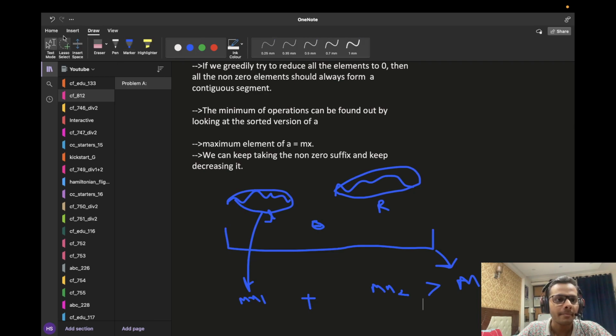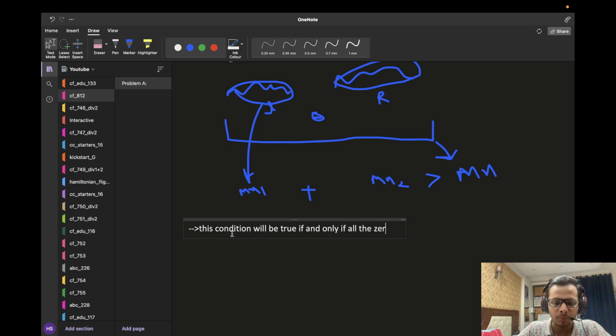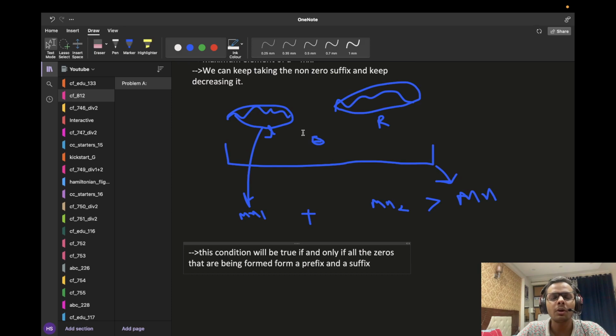Cool. Now when will this condition be true? This condition will be true if and only if all the zeros that are being formed form a prefix and a suffix, right? So that is pretty natural, that all the elements which are non-zero remain in the middle, and all the zeros are either in the prefix or in the suffix. So yeah, that is something that we want.